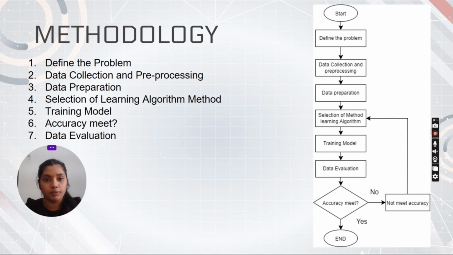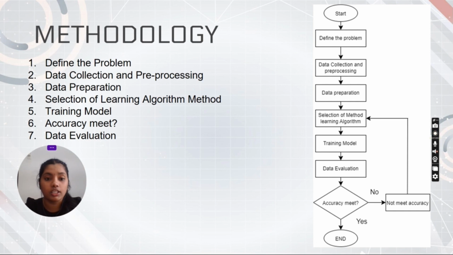I'm going to present the methodology. The first step is to define the problem of classifying NFL Big Bowl 2023. The second step is data collection and pre-processing. We get the data from Kaggle and then load the source file into Google Colab. The third step is data preparation. Typically, this operation involves feature scaling, data normalization, and data cleansing.